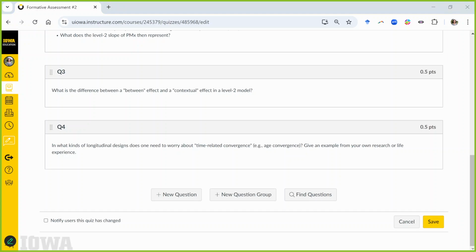Okay, let me go through my list here of things. Let's see, we're discussing time-varying predictors, time-invariant predictors, and person-level characteristics, but are all predictors either time-varying or time-invariant? Yes, they are.